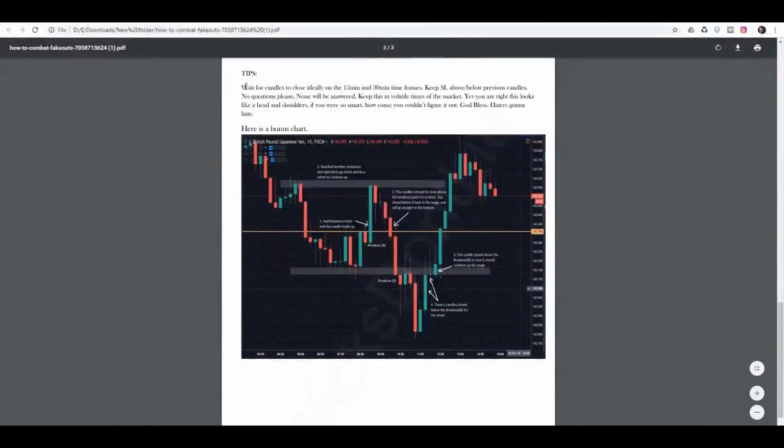Okay, tips. Wait for candles to close, ideally on the 15-minute and 30-minute time frame. See, even a year ago, the same thing, 15-minute and 30. Well, now I've removed the 15-minute, I only focus on the 30-minute. Keep stop loss below the previous candles. See, a year ago, same thing. Keep stop loss below the previous candles.